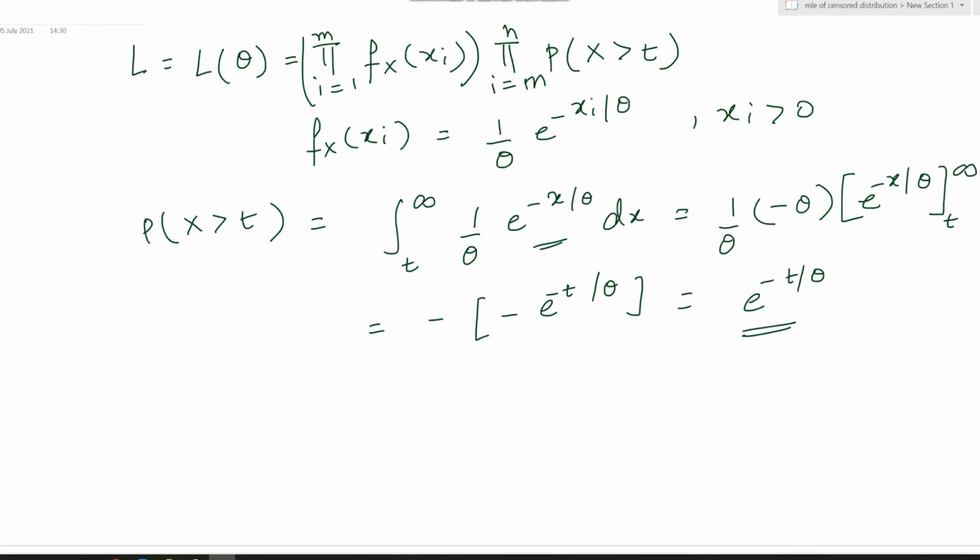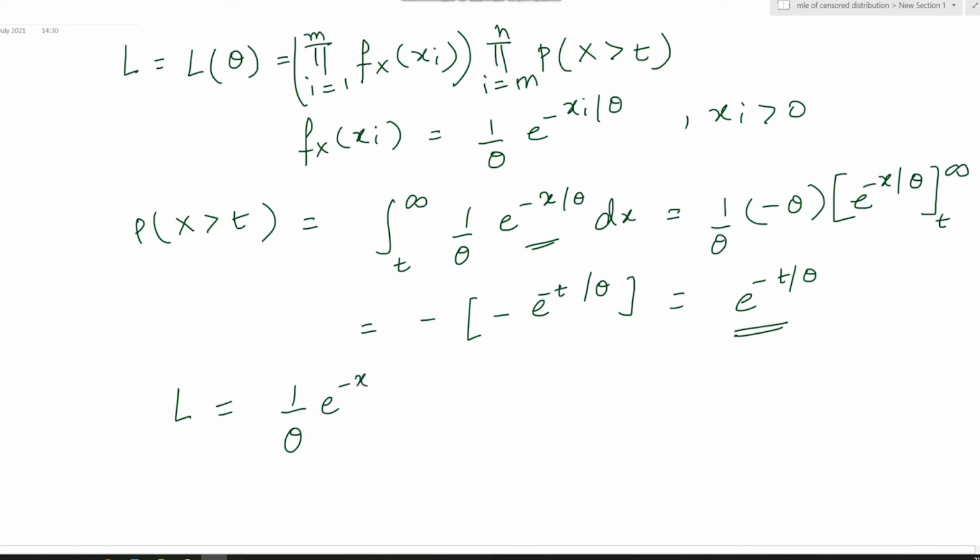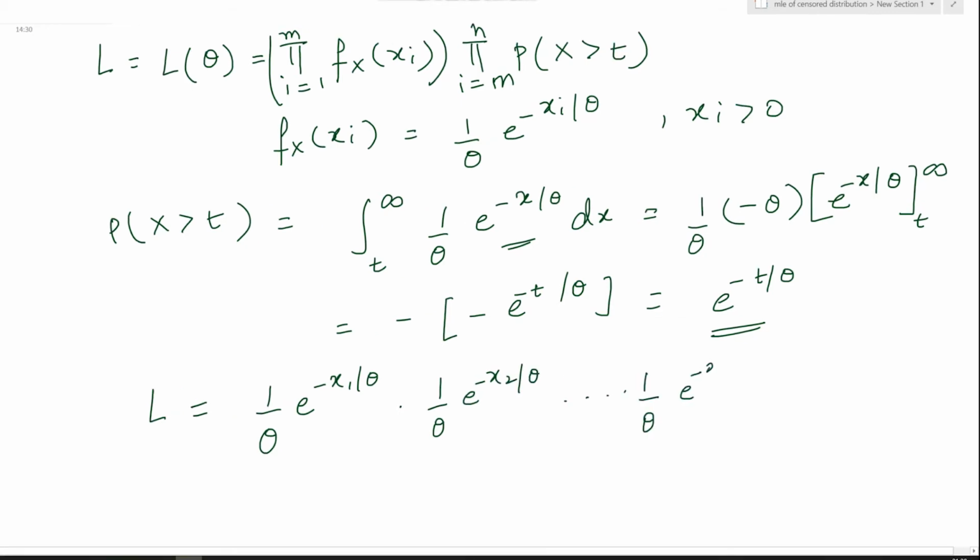Let's move on to calculate our likelihood function. So our likelihood function is given by L equals the multiplication of the joint PDFs of x1, x2 till xm: 1 by theta e to the power minus x1 by theta, into 1 by theta e to the power minus x2 by theta, till 1 by theta into e to the power minus xm by theta, and then multiplying the probability x greater than t for i equals m till n. So we get e to the power minus t by theta till e to the power minus t by theta. This is n minus m times.